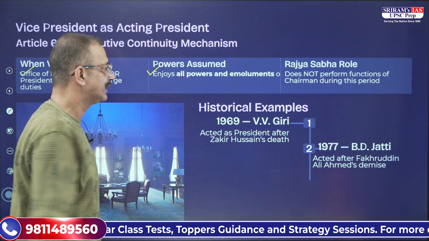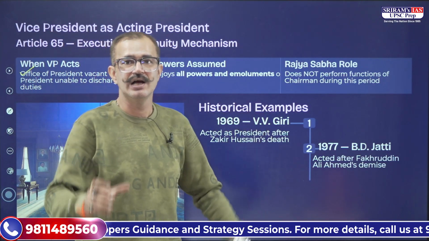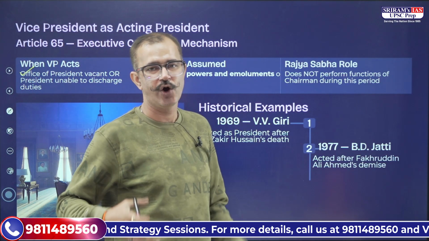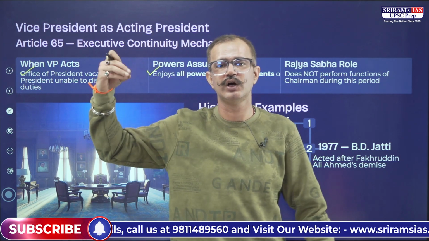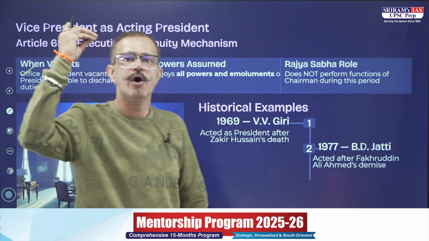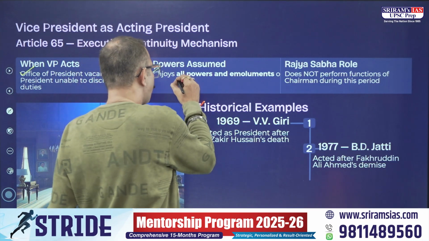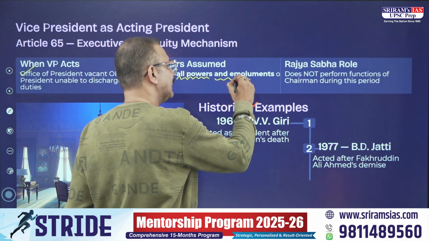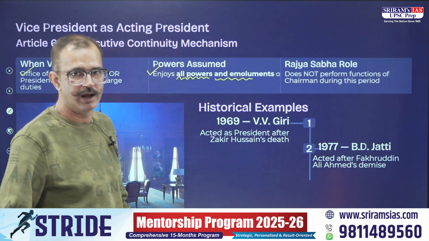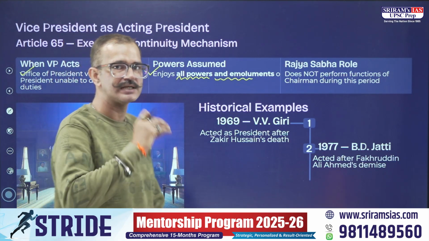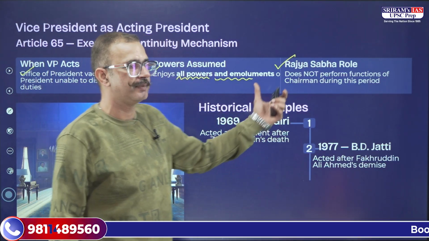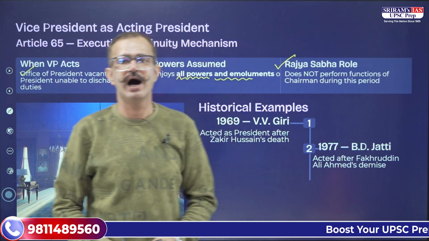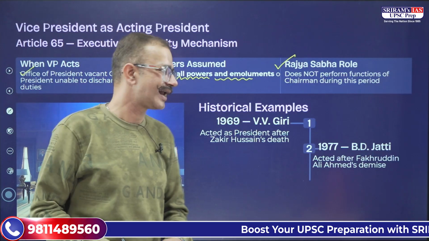And while he is acting as the President of India, he does not get the salary or emoluments of the Vice President. He gets the salary and emoluments of the President of India, and also all the powers of the President of India. Then he is just like the President. Everything, the salary and the powers, are of the President of India, and at this point of time, he does not perform any functions of the chairman of Rajya Sabha.